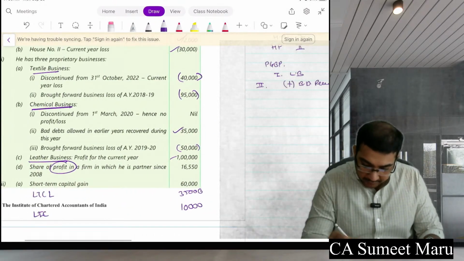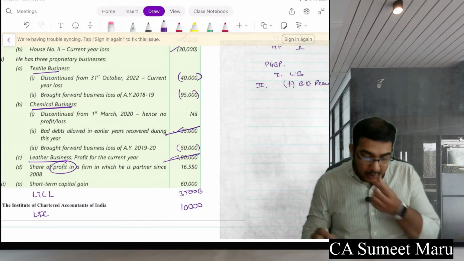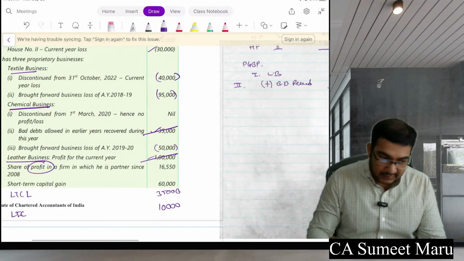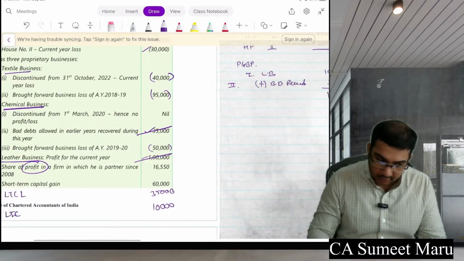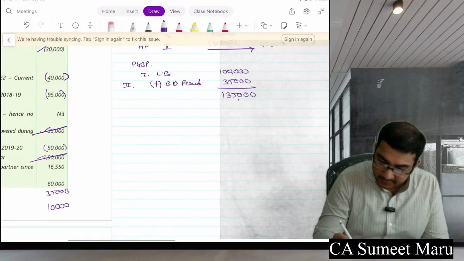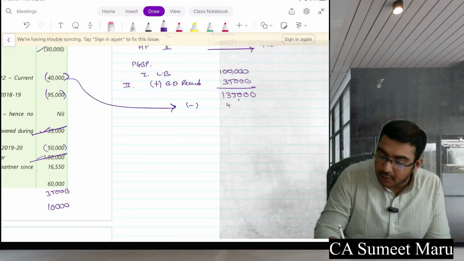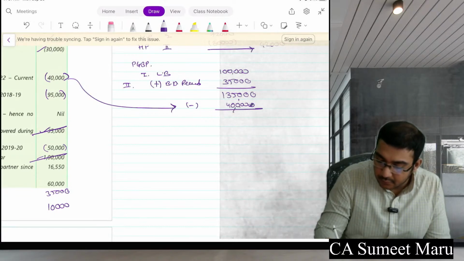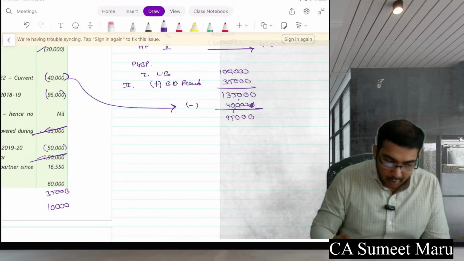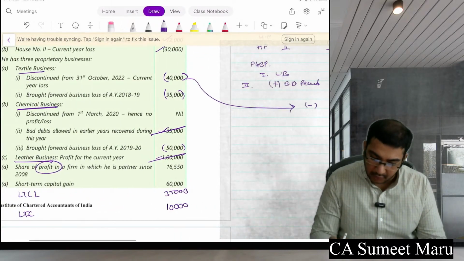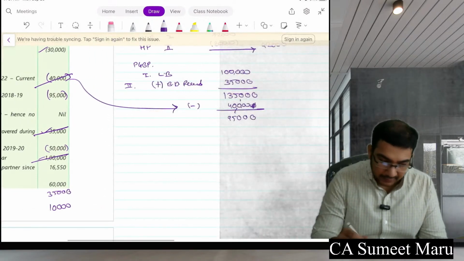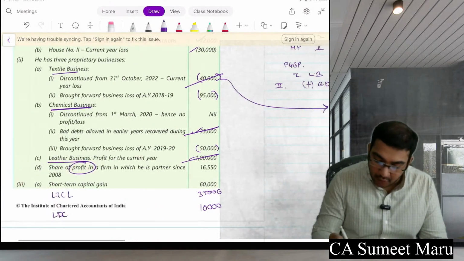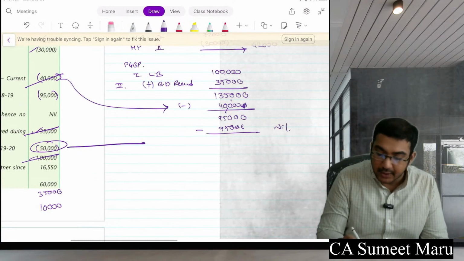Now we'll start subtracting the losses from this. First we will subtract your current year loss of your textile business, which comes to 40,000. Balance 95,000 is still outside there. Now you will subtract the brought forward loss. The complete 95,000 can be subtracted here. So there is nil profit outside. We still have a loss of 50,000, but this 50,000 loss will be carried forward.